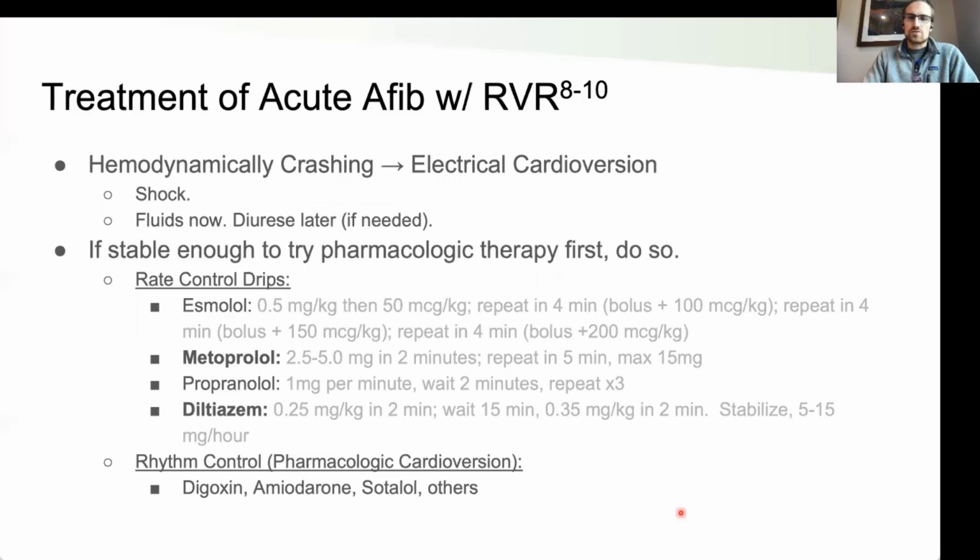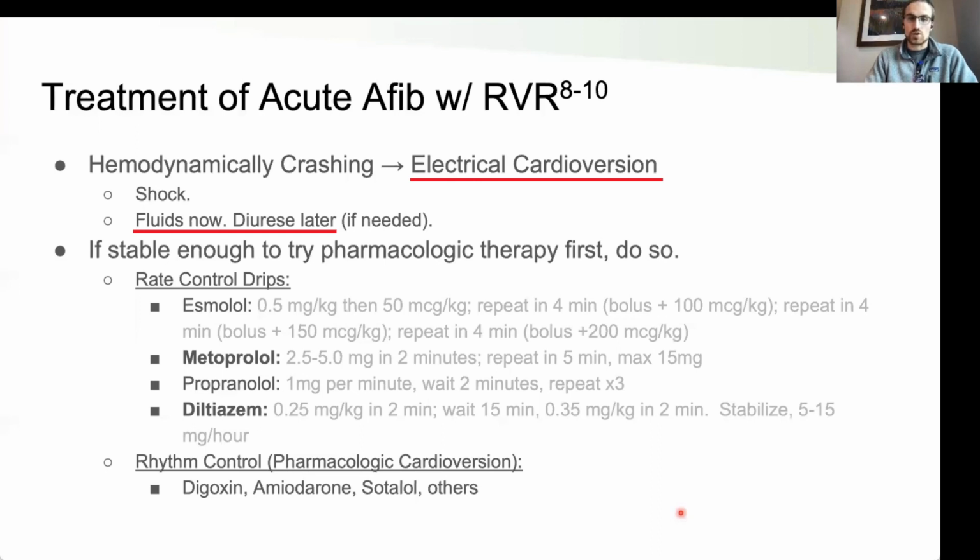So how do you treat the patient who comes in with acute AFib with RVR? If they're hemodynamically crashing, unstable like we talked about, you would do electrical cardioversion, you would shock them. You wouldn't care about the embolus because the pulse pressure matters more. You would give fluids now, if you're at risk of, well, do they have heart failure? Are we going to overload them? And you would diurese later.